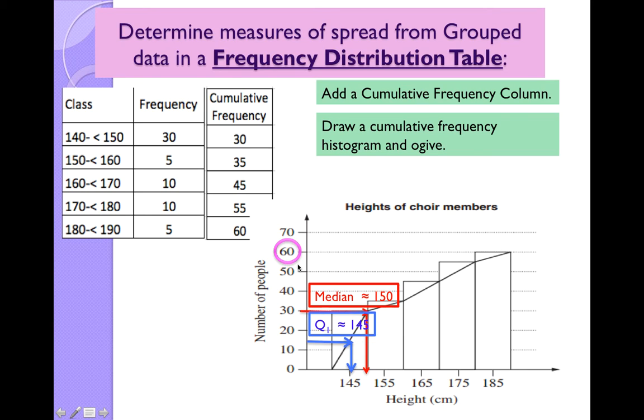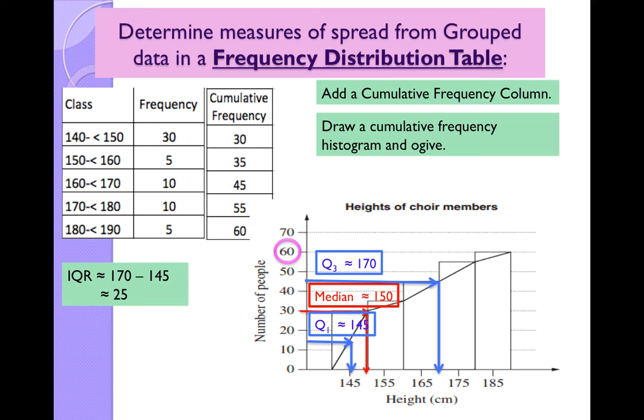In the upper half of the scores, in the middle of that, the upper quartile, draw the line until you reach the ogive, go down, and middle between 165 and 175 gives you an upper quartile of 170 with an interquartile range 170 minus 145 equals 25.